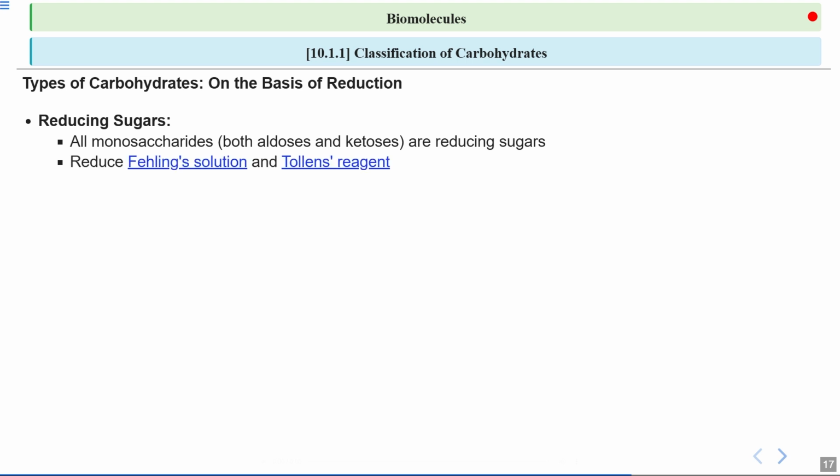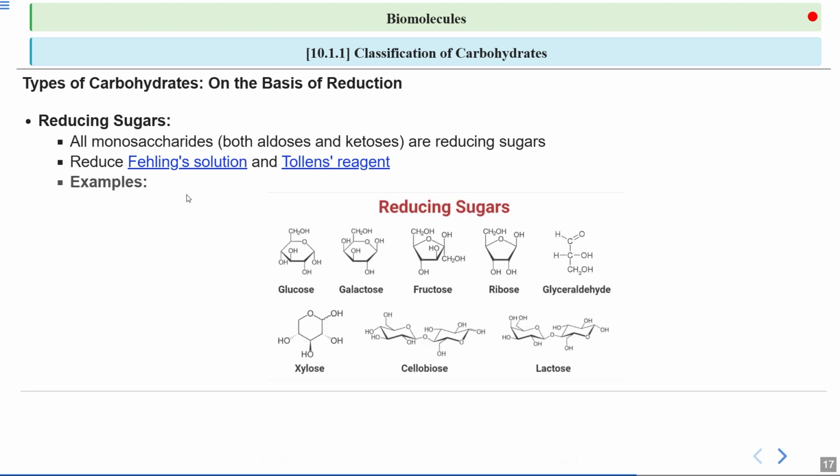Reducing sugars can react with specific chemical solutions such as Fehling solution and Tollens reagent. When a reducing sugar is present, these solutions change color or form a precipitate, which is a classic way to test for sugars in the lab. This is an application of their reducing property. So remember that all monosaccharides are reducing sugars and they reduce Fehling solution and Tollens reagent.